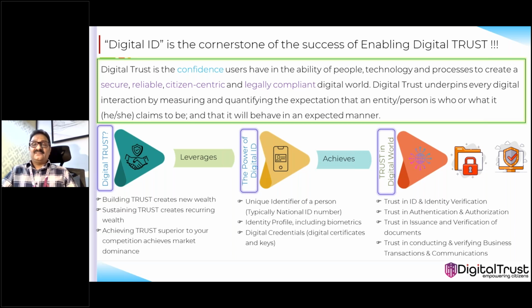Now, this is one use case of a digital ID. The second use case is you should be able to make sure that every single transaction is with the cover of non-repudiation, integrity protection, and security, and for which you necessarily need to have a digital signature. So in the digital world, digital authentication and digital signatures are core mandatory aspects. So it establishes trust in ID and identity verification, authentication.